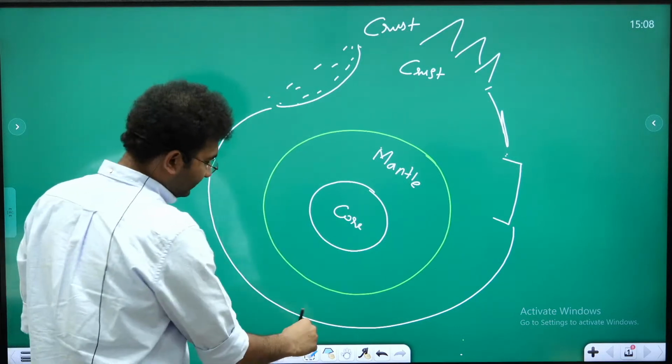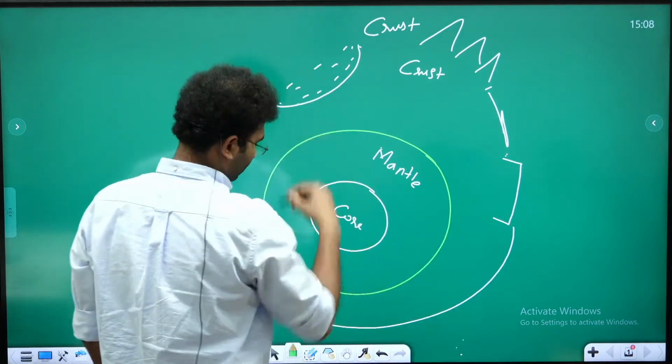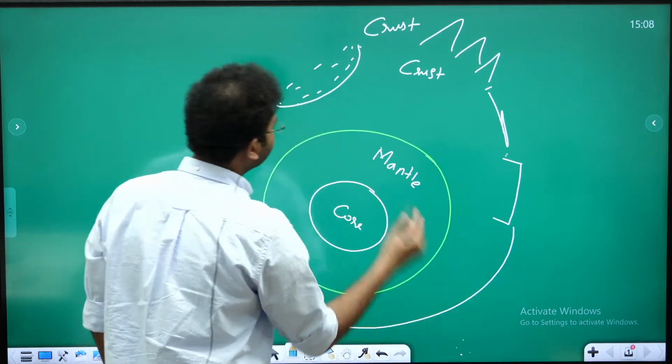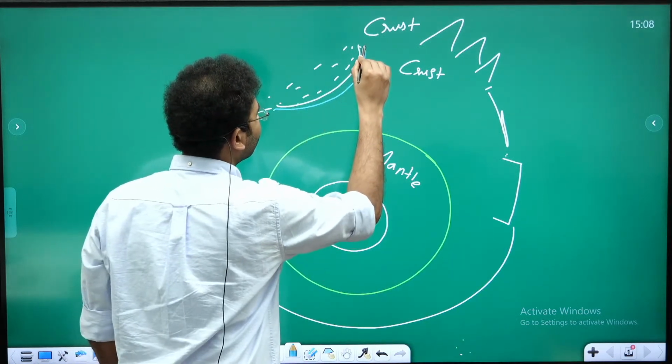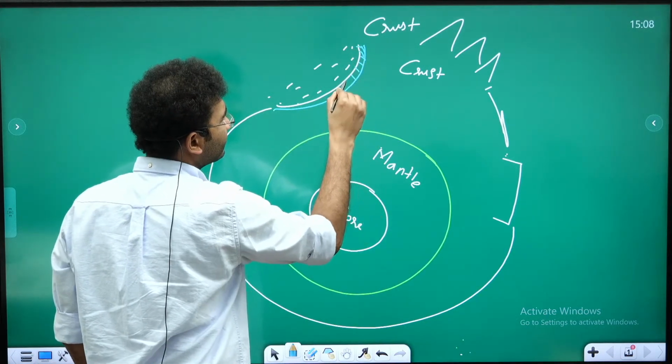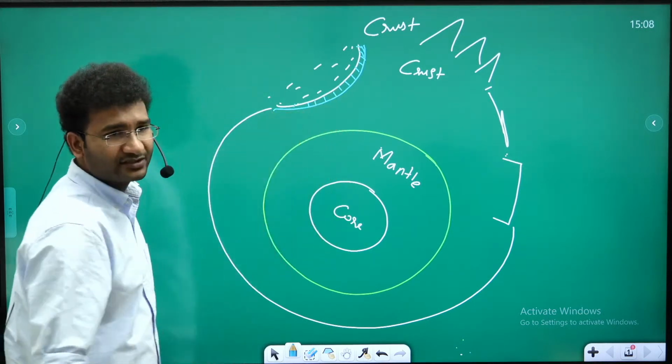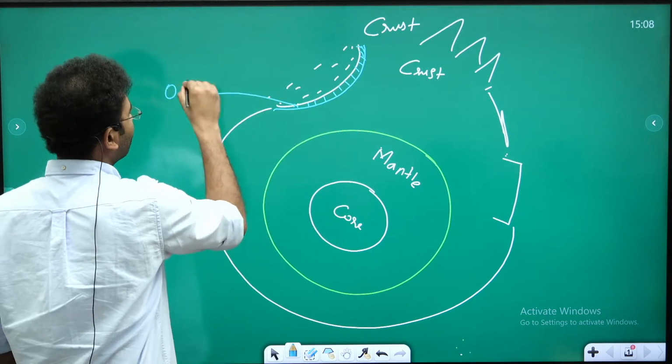Now within this, you can divide the crust on the basis of ocean. Imagine this is your ocean. Ocean also has a crust, and this is called the oceanic crust.